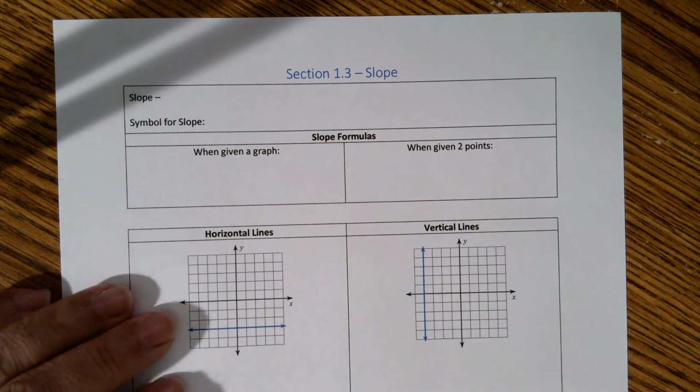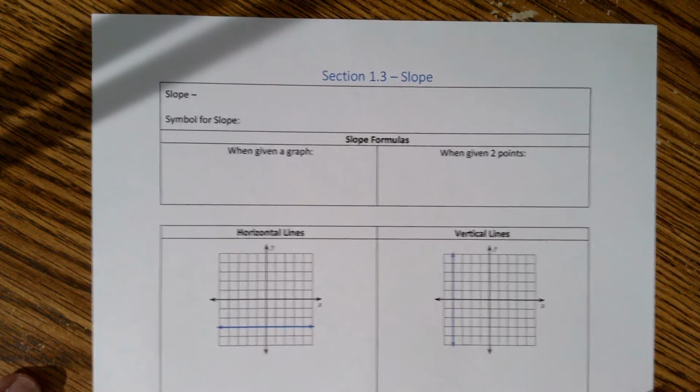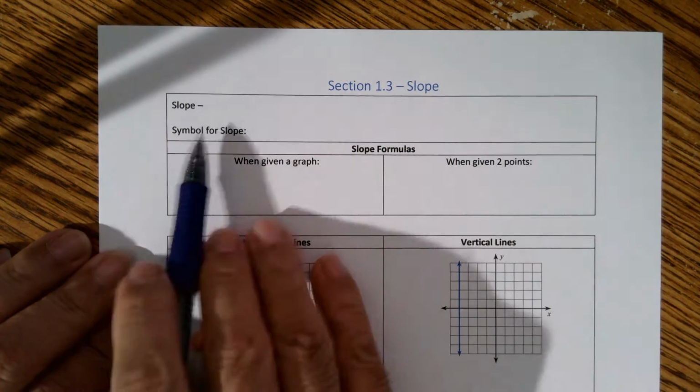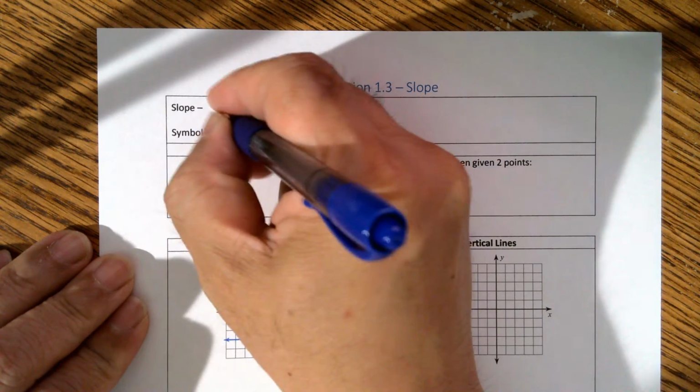Alright, this is Thursday, August 26th lesson. Oh, I have a shadow on my thing. We'll get over it.